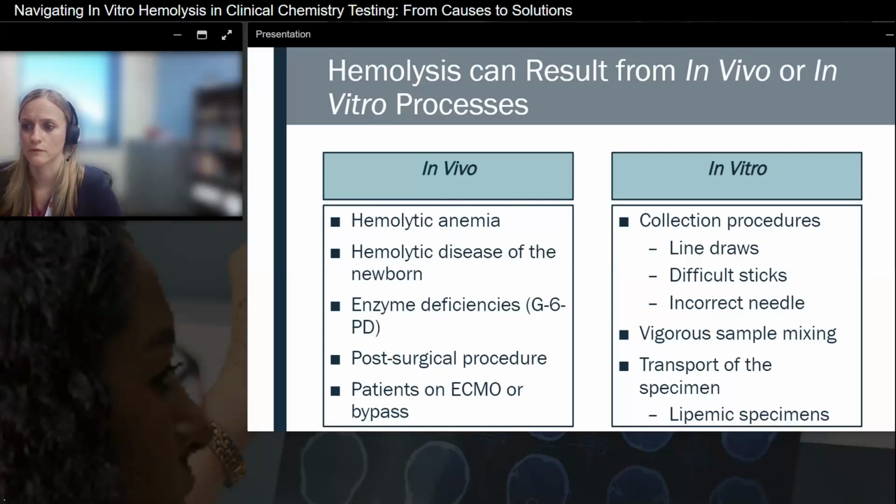Reasons for in vitro hemolysis include collection procedures, such as line draws, difficult sticks, or the use of butterflies for collection. This can all lead to rupturing of delicate red blood cell membranes. Studies also show that transporting samples via pneumatic tubes, particularly from patients that have fragile cells or lipemic specimens, can also lead to additional in vitro hemolysis.